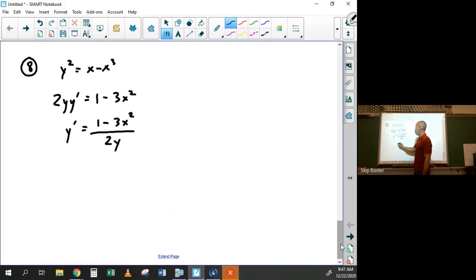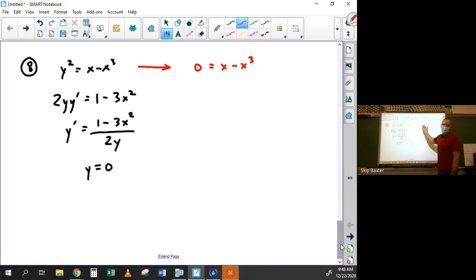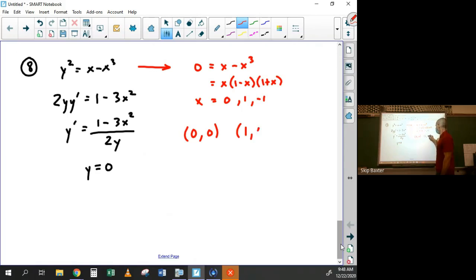So in order for this to be undefined, you know that y has to equal 0. But if y equals 0, in the original function, you get 0 equals x minus x cubed. And this definitely has 3 solutions, right? This is x times 1 minus x times 1 plus x. So x equals 0, 1, and negative 1. So there's 3 points at which the derivative is undefined, and they are (0, 0), (1, 0), and (-1, 0). So that's what the question is asking.